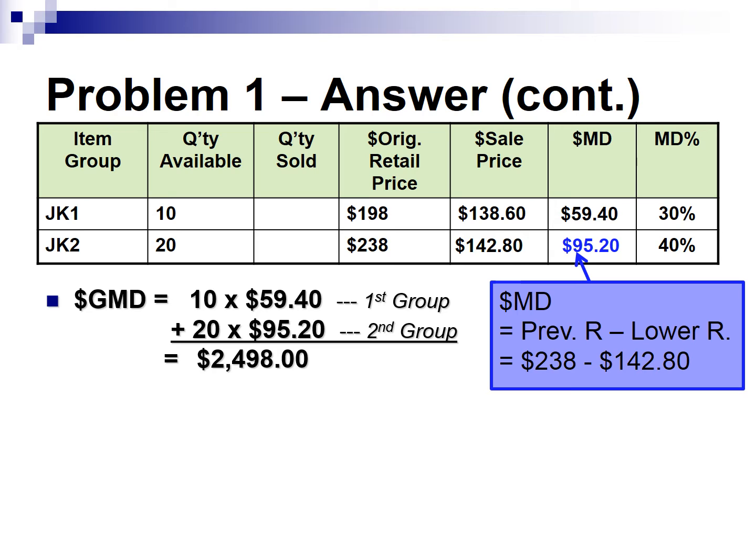And then you sum these two groups of merchandise, their gross markdown, and that would be $2,498. That's the gross markdown for the combination of these two groups of merchandise.